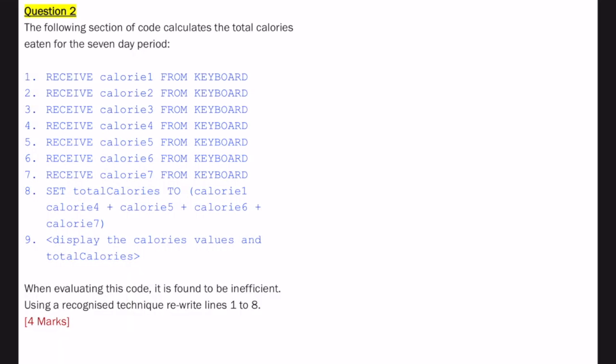Moving on now to question 2. The following section of code calculates the total calories eaten for a 7-day period. When evaluating this code, it is found to be inefficient. Using a recognised design technique, rewrite lines 1 to 8. Pause the video now and have a go at answering this question.